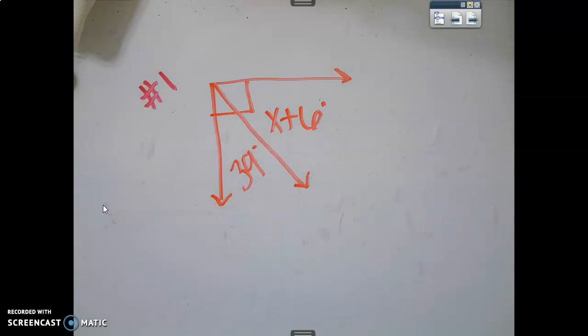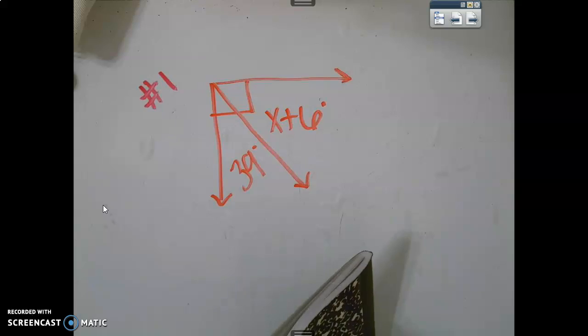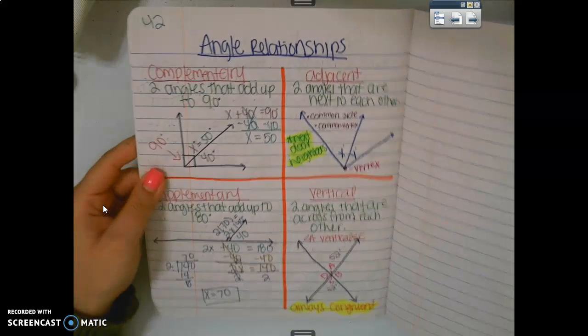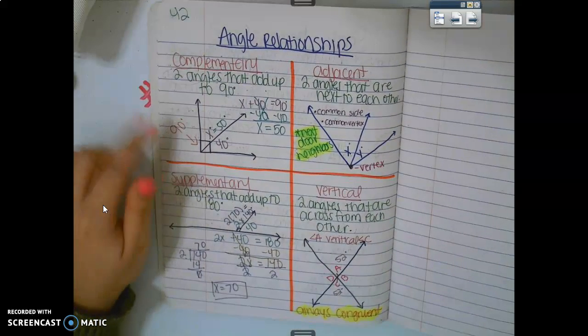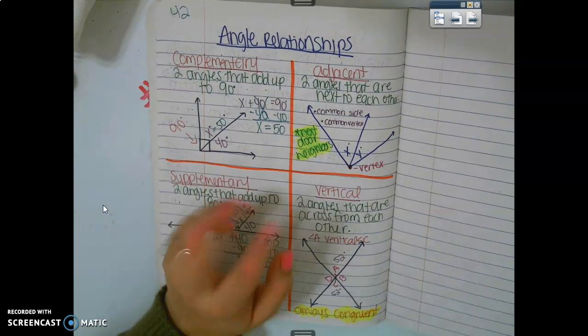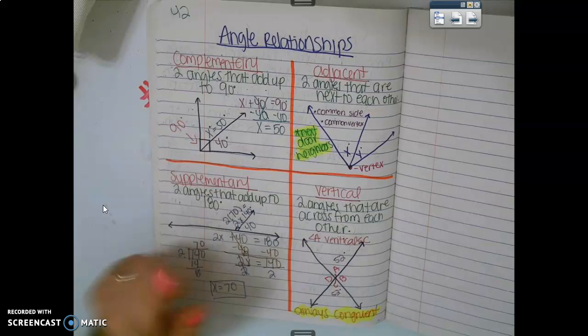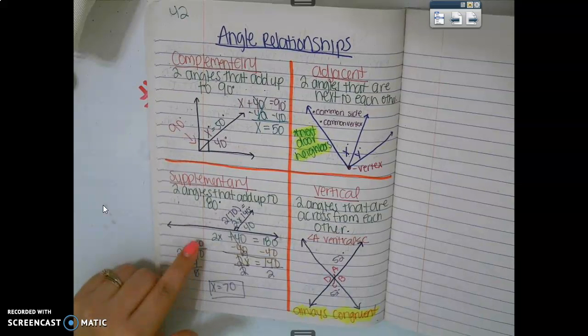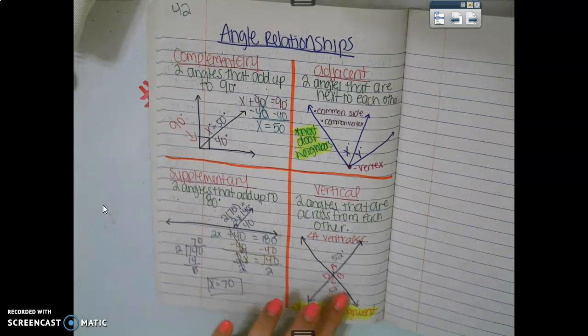So some things that we want to go over are our angle relationship notes. Remember that complementary are two angles that add up to 90. Adjacent are angles that are next to each other. Supplementary are two angles that add up to 180, and vertical are angles that are across from each other, right?